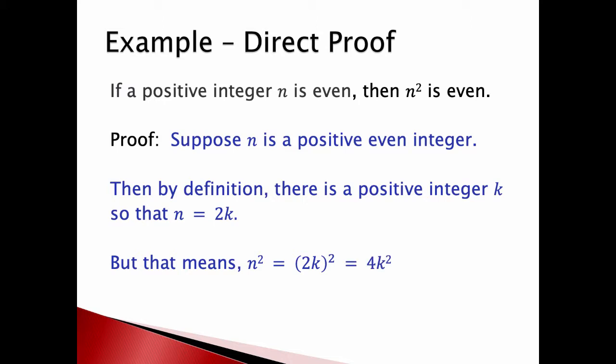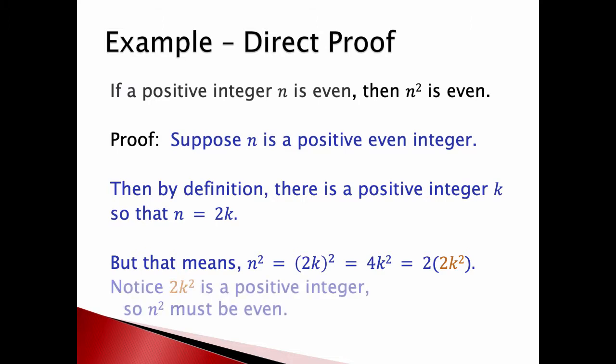And what am I trying to get? I'm trying to get it to look like 2 times a number. Oh, wait, I could make that 4 be 2 times 2. So I could write that as 2 times another number, 2k squared. Well, that's perfect because 2k squared is a positive integer. k was a positive integer, so k squared is a positive integer. When you multiply by 2, it's still a positive integer.